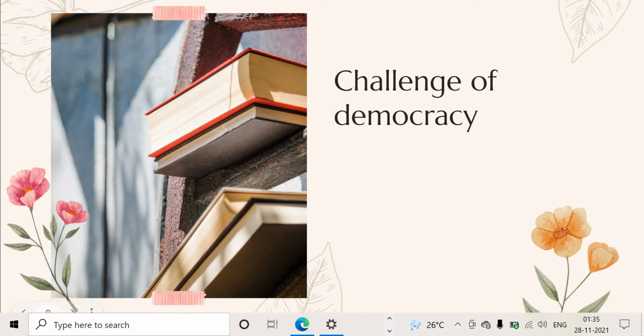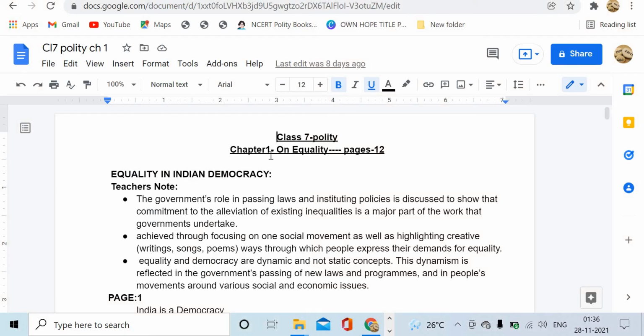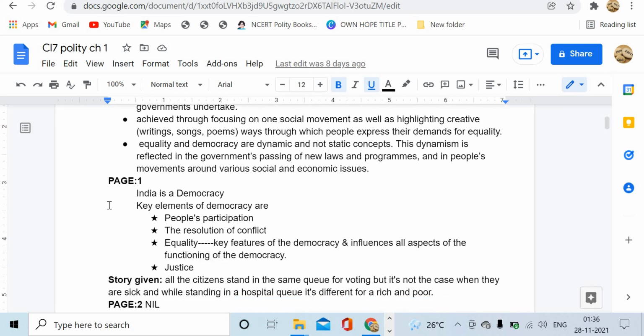Here, the chapter ends, where we learned about various situations where inequality existed and the provisions provided by our Indian Constitution for the recognition of equality. From this chapter 1 of class 7 polity, the important points which we have to remember are: what are the key elements of our Indian democracy?